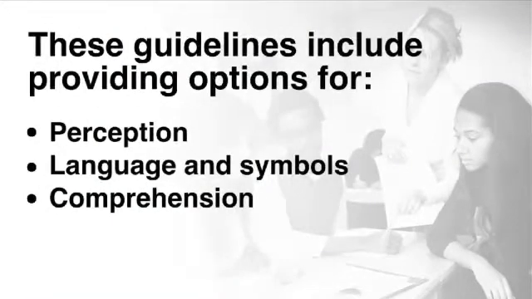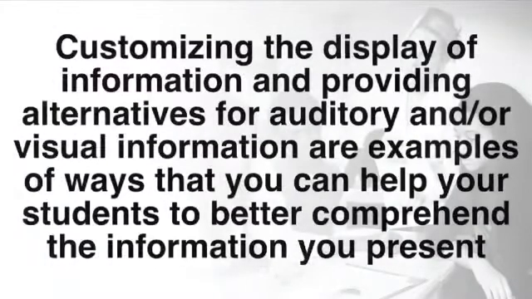These guidelines include providing options for perception, for language and symbols, and for comprehension. Students cannot learn if they are unable to perceive the information that is being presented. Customizing the display of information and providing alternatives for auditory and/or visual information are examples of ways that you can help your students to better comprehend the information you present.